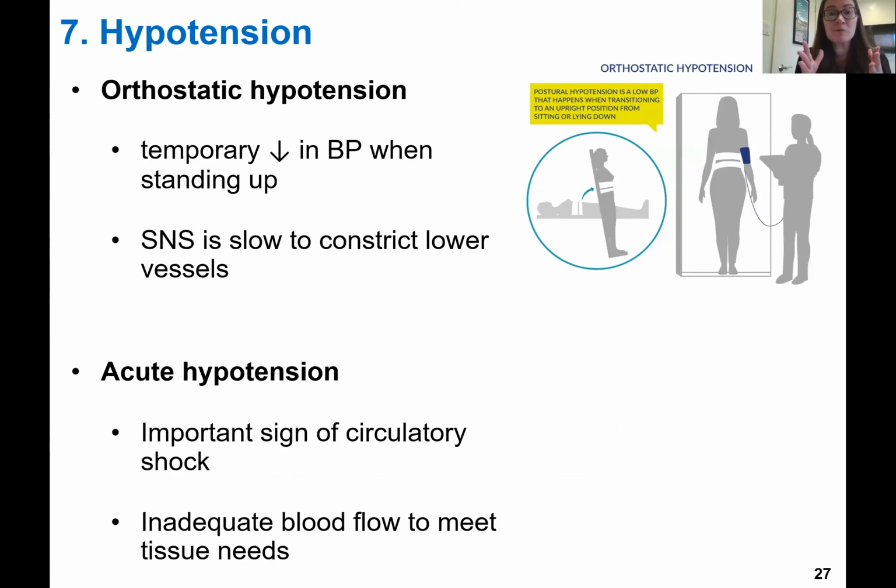Okay, so what happens when blood pressure does not regulate itself well? We can have a couple of different types of hypotension. Hypotension is too low of blood pressure. I get this first kind.